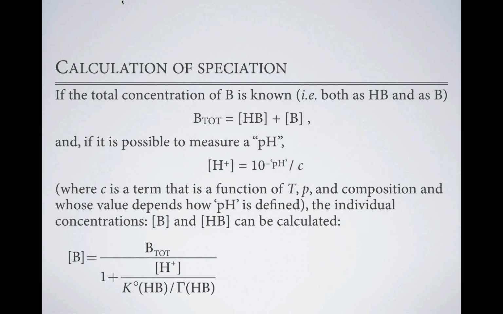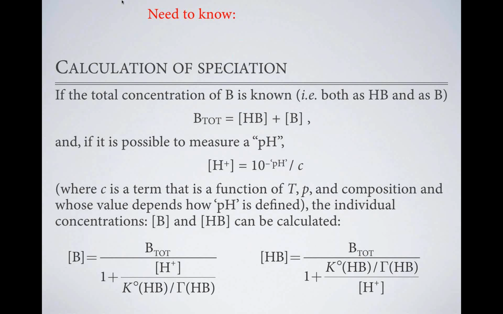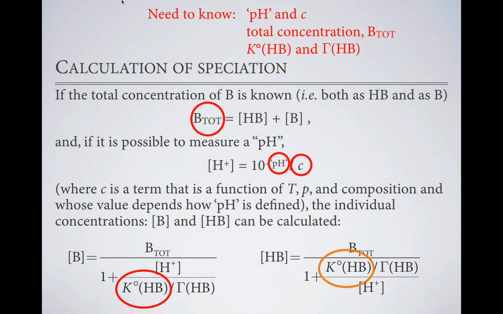So you can then calculate the individual concentrations for the base and for the acid. And to do this, you need to know lots of things. You need to know the pH and that value for C, the total concentration of your base, the equilibrium constant, and the activity coefficient term.